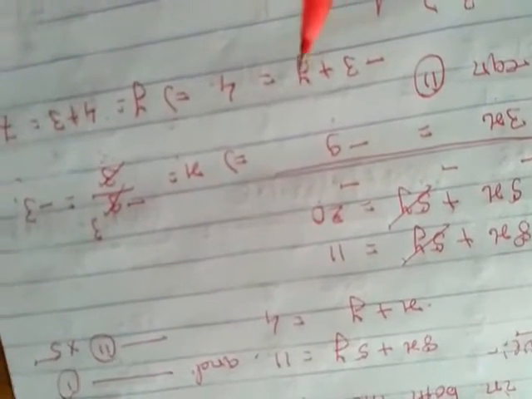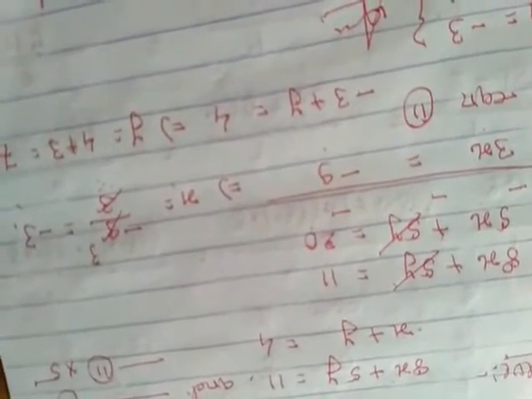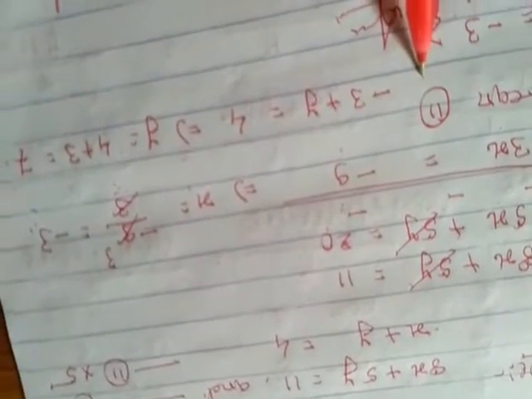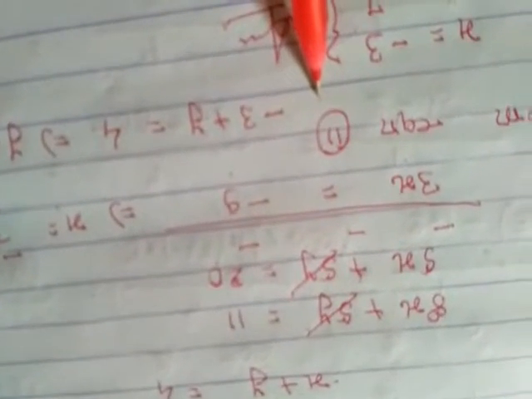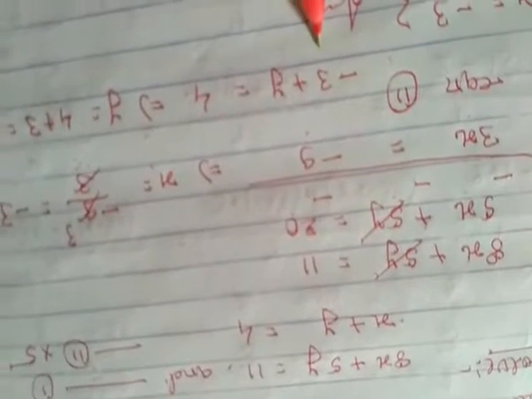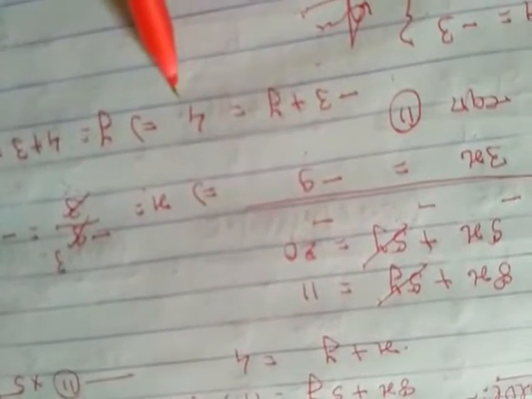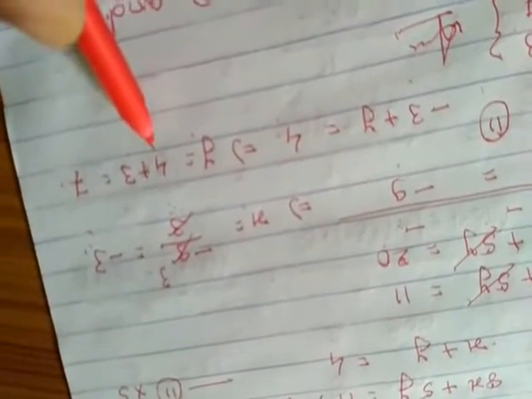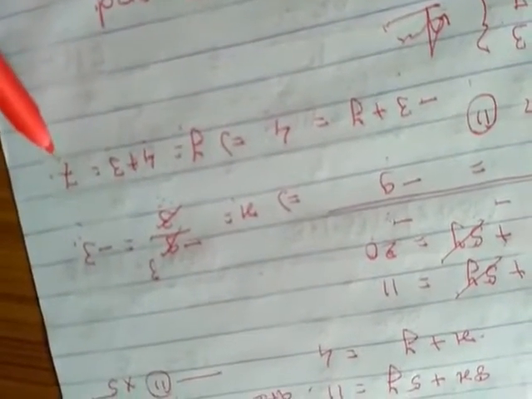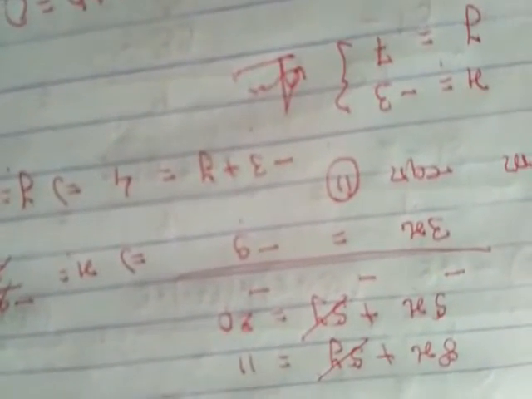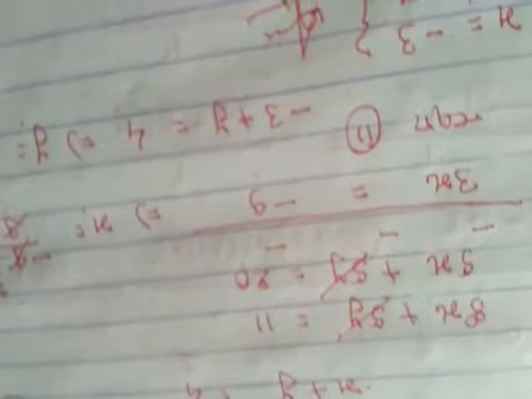Now we put this value of x in equation number 2. You can put this value of x in any equation. So we have minus 3 plus y equals 4. On further solving this, y becomes 4 plus 3, that is equal to 7. Hence x equals minus 3 and y equals 7 is the required solution.